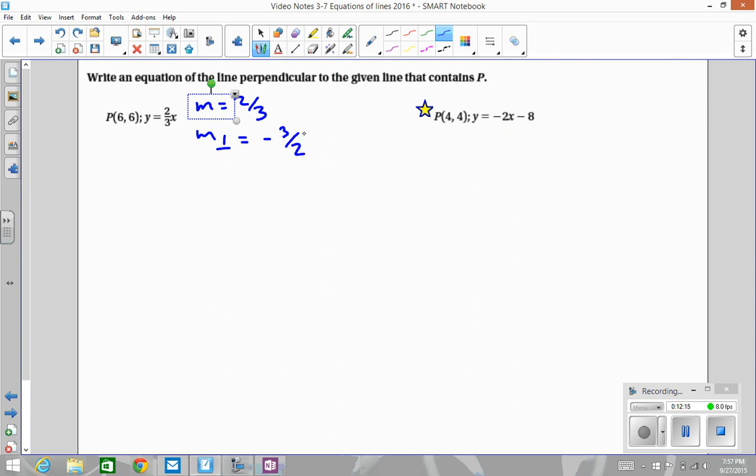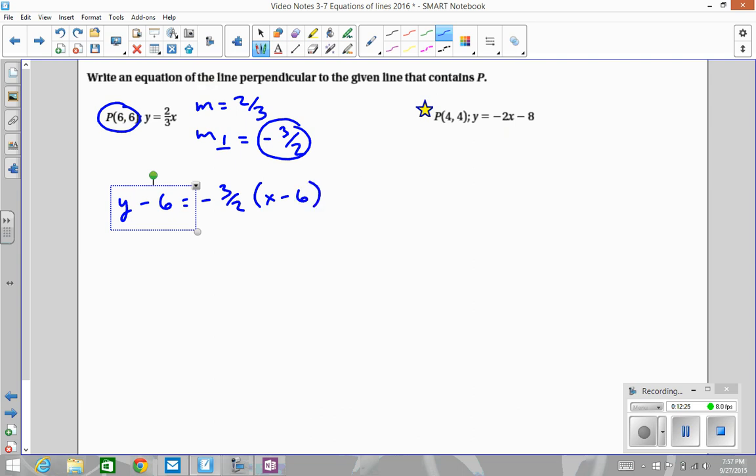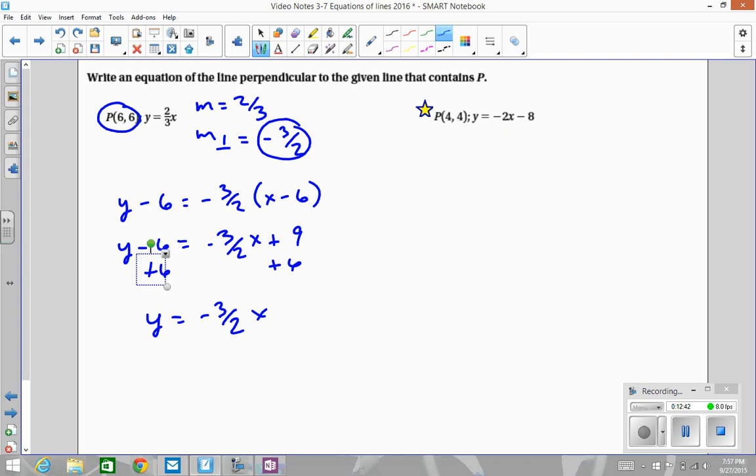So I'm going to take this slope and this point, plug it into point slope, and work through it. So y minus 6 equals negative 3 over 2 times x minus 6. So y minus 6 equals negative 3/2 x plus, let's see, that's 18 over 2, which is 9. And I'm going to add 6 to each side. So y is equal to negative 3/2 x plus 15.